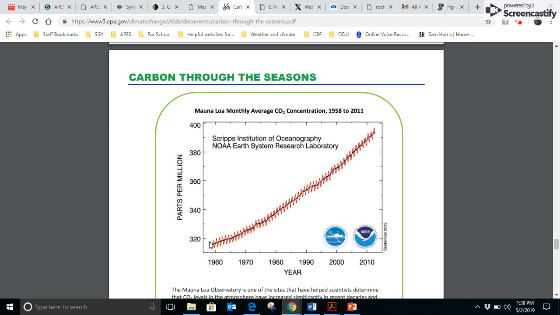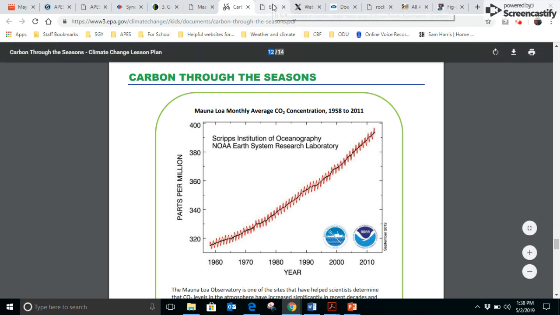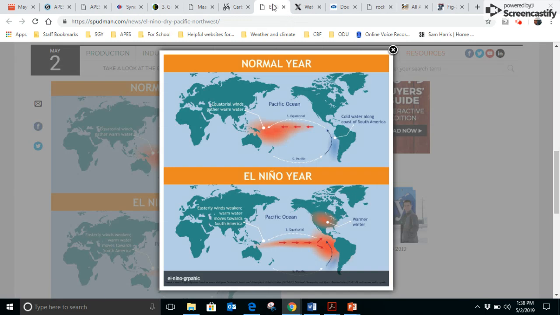But because we have more and more use of carbon-based fossil fuels, with hydrocarbons being burned, we see an increase overall, despite the up-down variability of carbon in our atmosphere year after year. All right, so that's that. Let's move on to another topic that's going to be important for you to be aware of for the test.